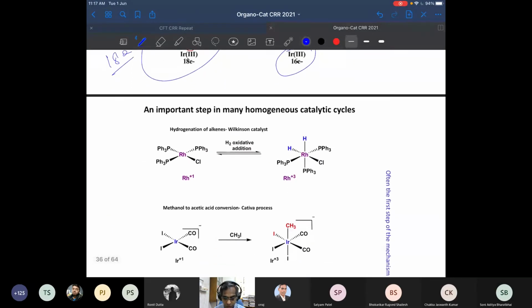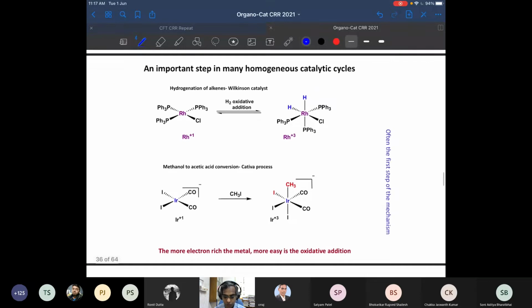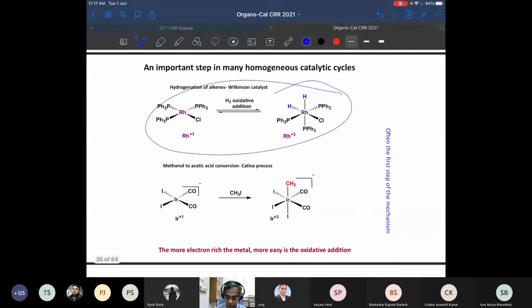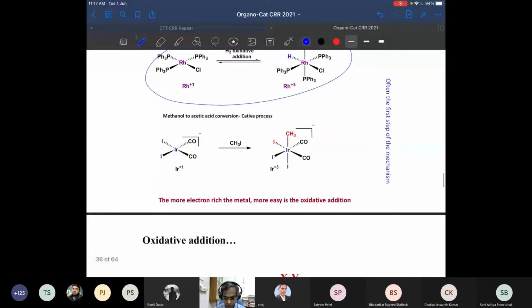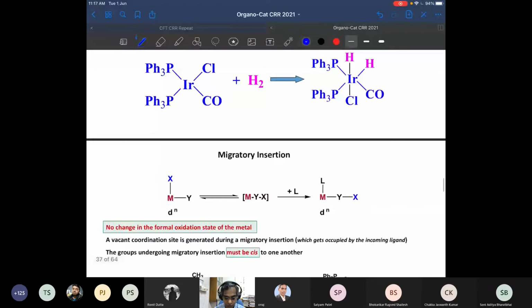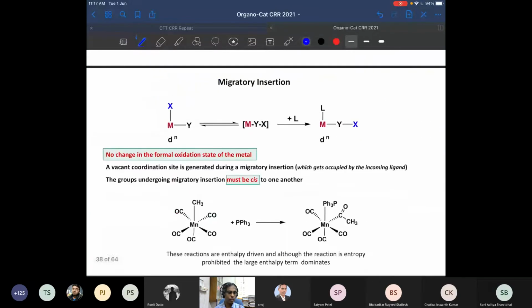Again, this additional example I have already shown. This one will come back. Yeah, this is a repetition of what I have shown here. The third one. So number one is association or dissociation. Number two is the oxidative addition. Number three is the migratory insertion. Look carefully at what is happening in migratory insertion.